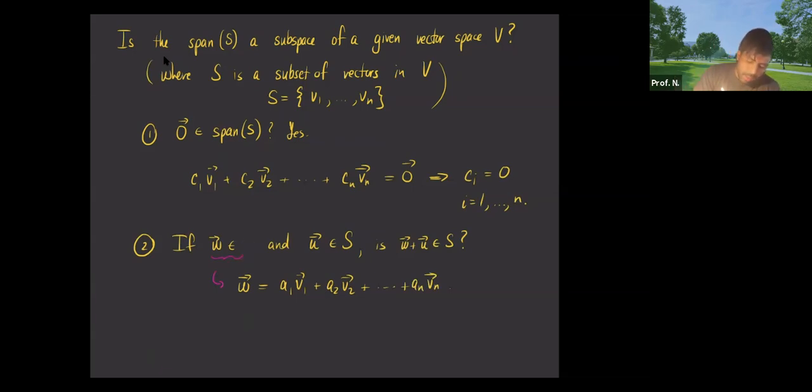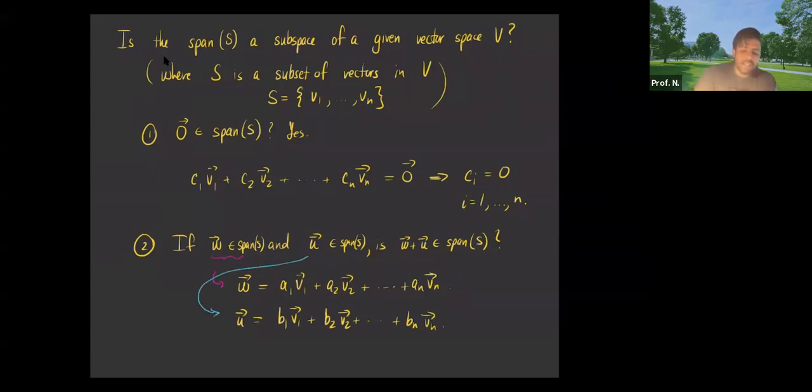That's what this means. I'm in the span of S. W is in the span of S, and U is in the span of S. Is U plus W in the span of S as well? Again, what does it mean to be in the span? It means that you're a linear combination of V1 through Vn. So W is in the span, I can write it as a linear combination. If U is in the span, I can also write it as another linear combination. I'm going to call it B1 V1 plus B2 V2 plus all the way to Bn Vn. Does everybody follow that?